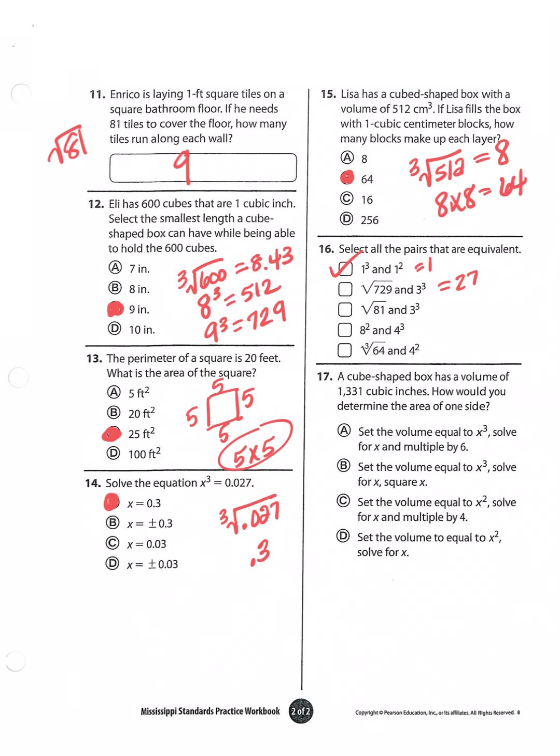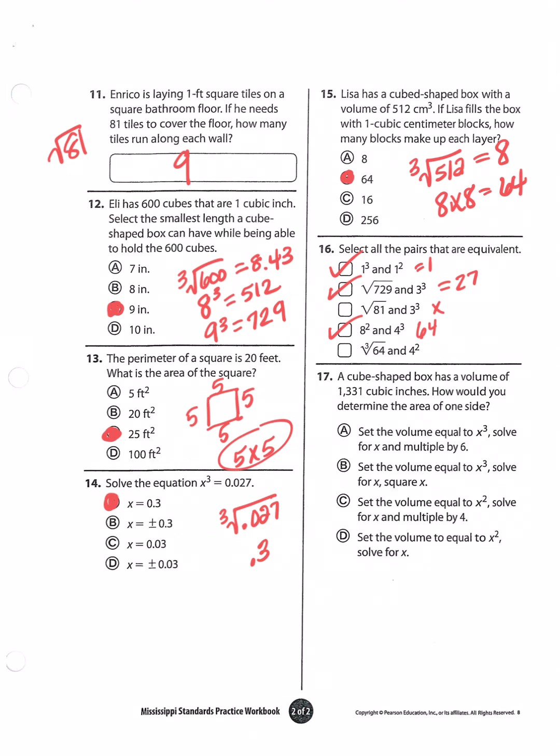Those are both equal to 27. The third one is square root of 81 and 3 to the third. Those are not the same. And then the fourth one, 8 squared and 4 to the third, both are 64. And then cube root of 64 and 4 squared. Those are not the same.